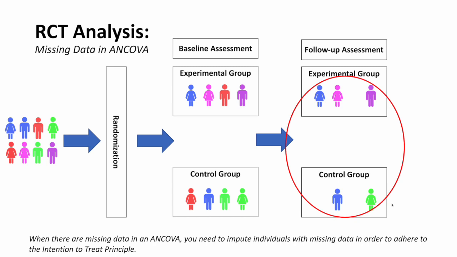We could also impute data using more simplified measures, such as a baseline carry forward or a last observation carry forward, which we'll go over in our practical assessment in R a little bit later. But the important thing to remember here is that we need to impute data that are missing in order to adhere to the intention to treat principle. Otherwise, we're just running a complete case analysis.